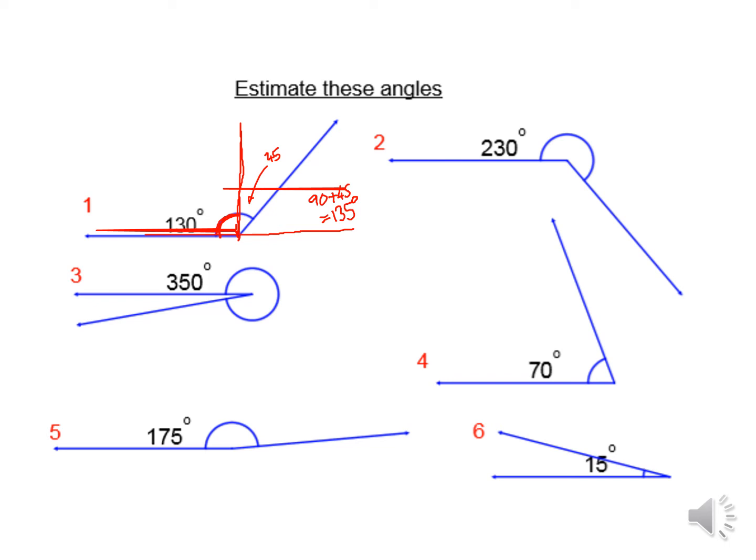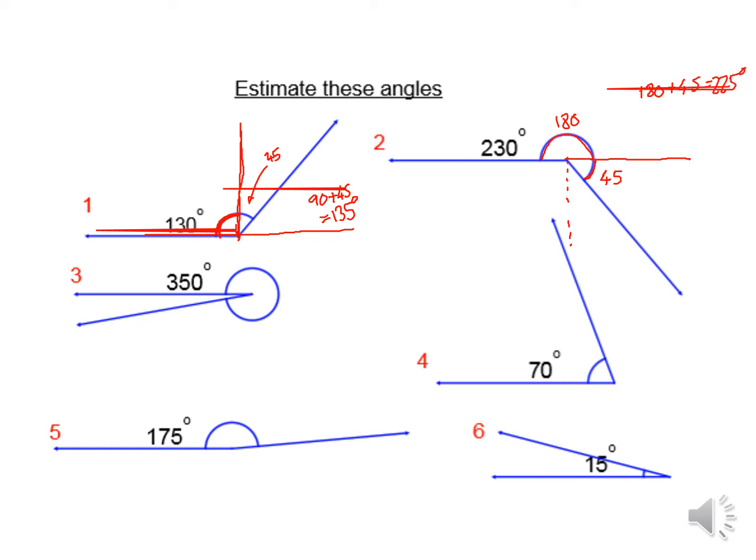Okay, so number two was 230. Again with that one, we've got angles on a straight line, so that is 180. And then again, I'd say we've probably got another half of a 90 there, because if 90 is like that, I think it's about halfway. So I'd say another 45. So for this one, I would have done 180 and 45, so I would have estimated 225. So again, a little bit off, but not by much.